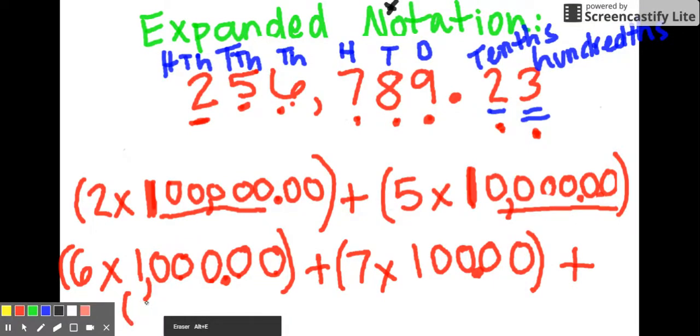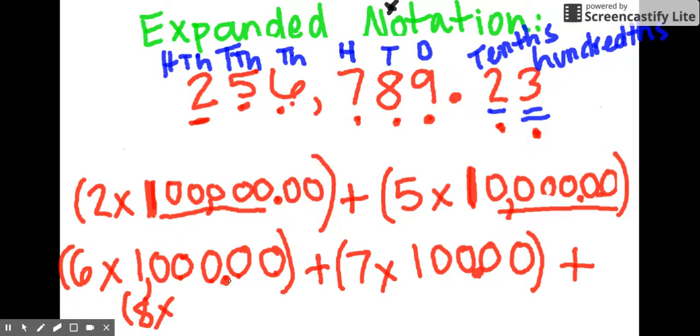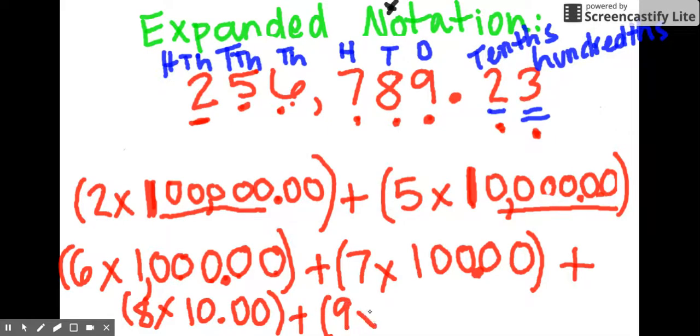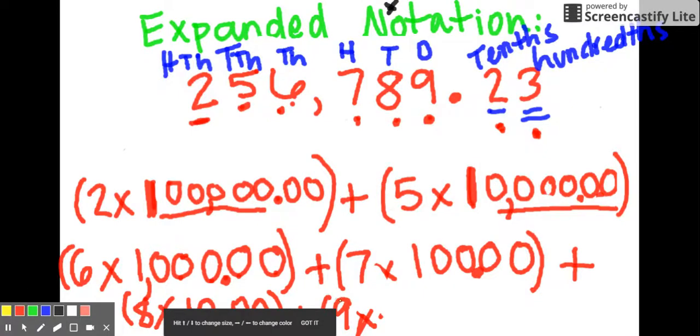Plus, we're getting close, 8 times, it's in the tens place. But don't just write 10. That would be wrong. You can't leave off the decimal places. So 8 times 10 plus 9 times, it's in the ones place. Uh-oh, what did I do? Excuse me. This happens sometimes. So it's going to be 9 times 1 with our 2 decimals behind it. All right, let's see if we can squeeze this in.